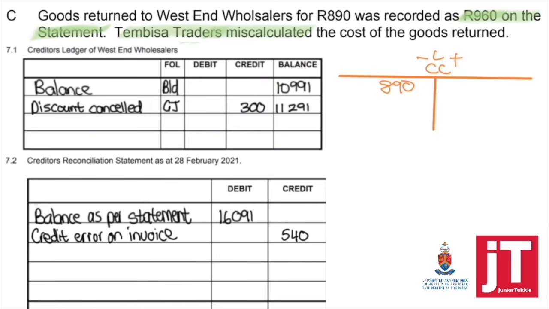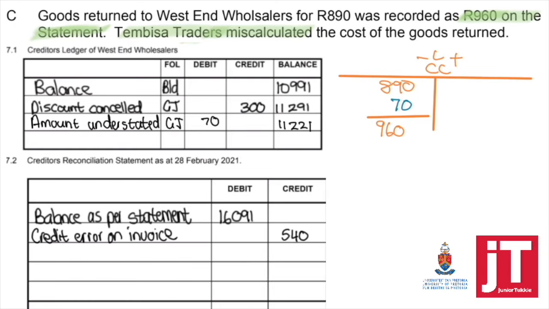On the statement received, it was recorded as 960. So it's supposed to be 960. The difference is 70. This means that we have understated the debit side, and if we understated the debit side, it will have a negative effect. So please make sure you don't mix this up. Yes, we need to add 70, but we need to add 70 to the debit side, and that will have a negative effect on the balance.